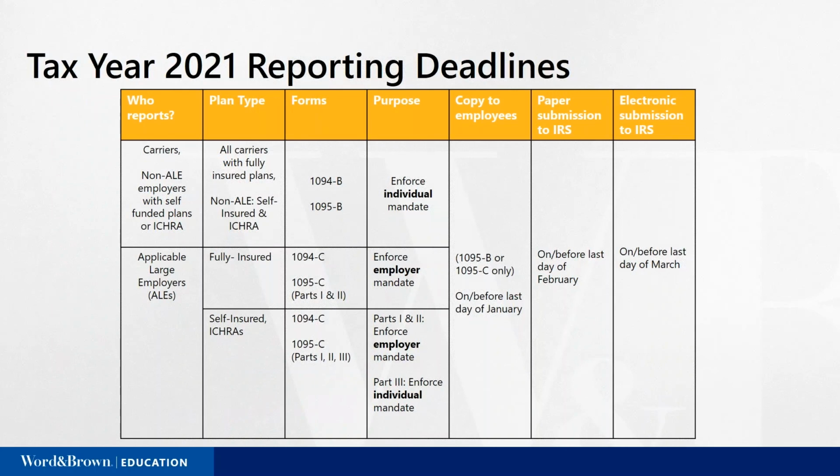Copies to employees, either 1095-B or 1095-C, are due on or before the last day of January 2022. Paper submission to the IRS is due on or before the last day of February 2022, and electronic submission to the IRS is due on or before the last day of March. And important to note here, if you're filing 250 or more returns to the IRS, you have to do so electronically.